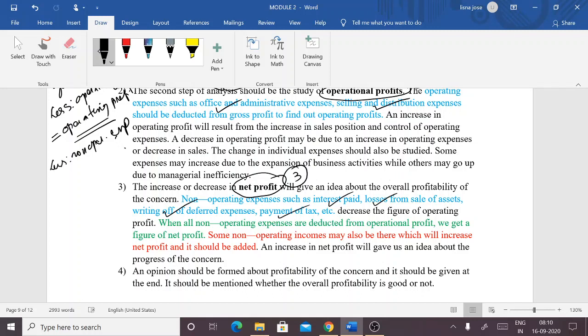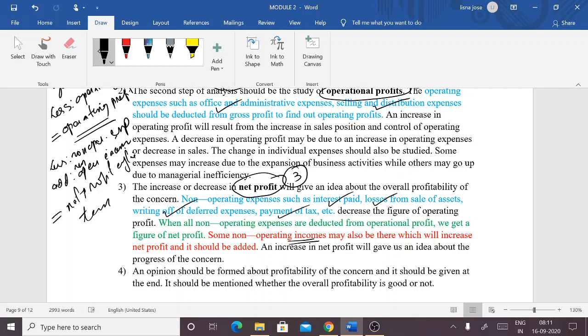So this kind of non-operating expenses will be deducted, and if we have any kind of non-operating income, then you need to add that non-operating income. Then finally you will get the net profit after tax. So this is how we will get the figure of net profit.